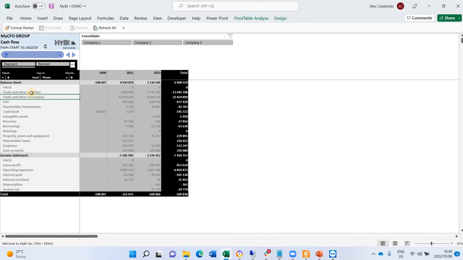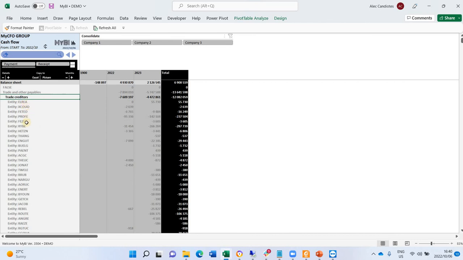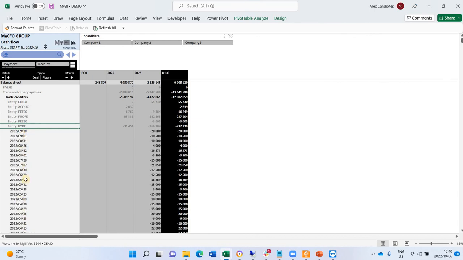If we open this and say, show me who it was spent with, it says you spent 12 million on trade creditors, which is that supply control account. And who did I actually pay? Well, you can see that. It's going to say we paid these entities. And when did I pay these entities? You can even see dates coming through here.